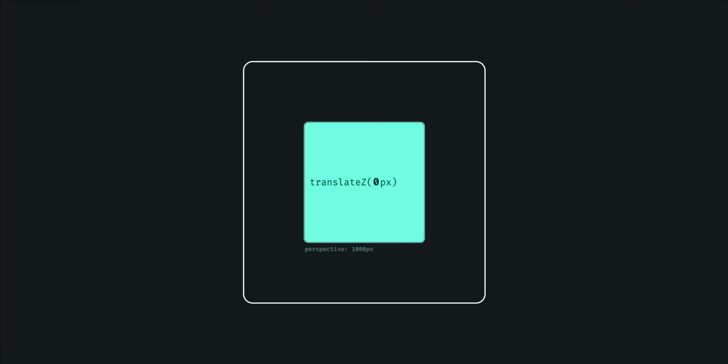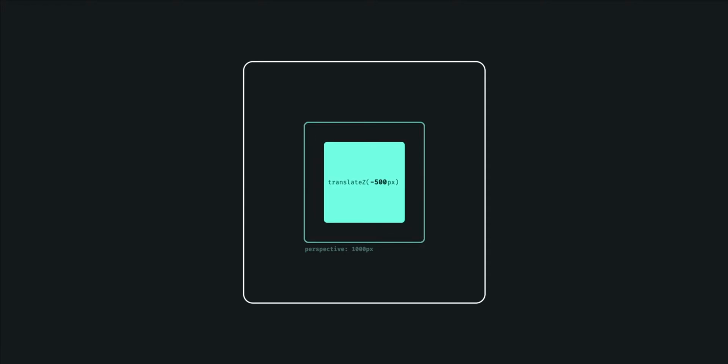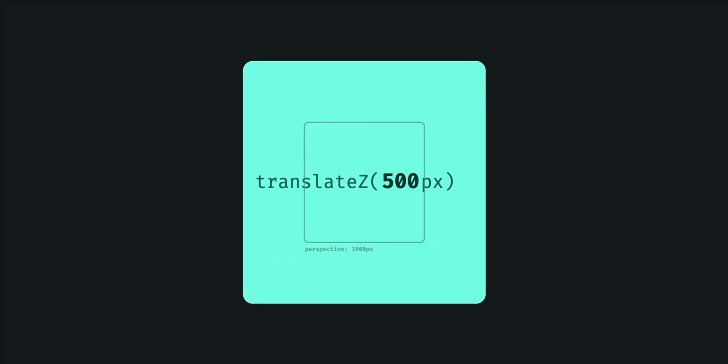With a perspective of 1000 pixels, if I move the box 500 pixels away from the screen, it's going to appear deeper in the screen. If I move the box 500 pixels closer to you, it's going to go half the distance to your screen slash camera. Notice how the box happens to fill the 1000 pixel square container perfectly.